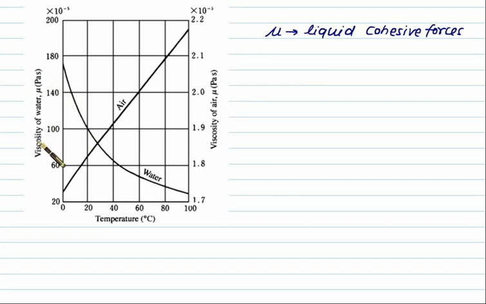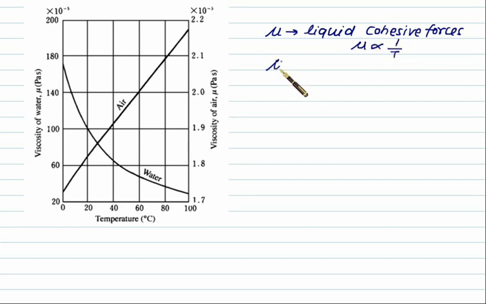Here we have a graph of viscosity of water versus temperature on the y1 axis, and the y2 axis is the viscosity of air. What we observe here is that at 0 degrees Celsius, the viscosity is equal to 180. Then as the temperature goes on increasing, the viscosity drops. At 100 degrees Celsius, it is very close to around 25 to 30, that is maybe 20 into 10 to the power minus 5 Pascal second. So for liquids, the viscosity is inversely proportional to temperature.